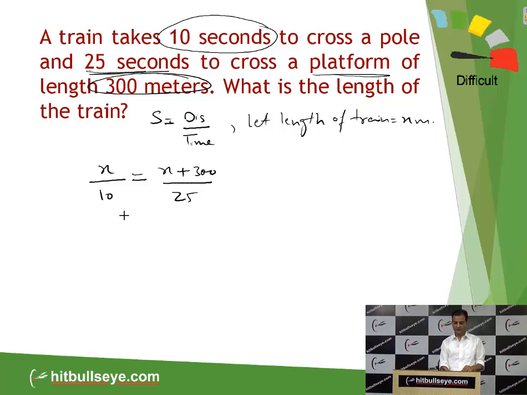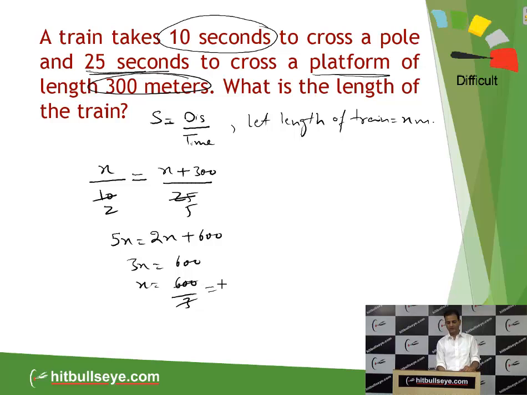Now you can solve this. 5 into x is equal to 2 into x plus 600. So 3x is equal to 600. So x will be 600 by 3, students. It will be 200. So what is x? Length of the train. The examiner is asking what is the length of the train? Length of the train is 200, which is our answer.